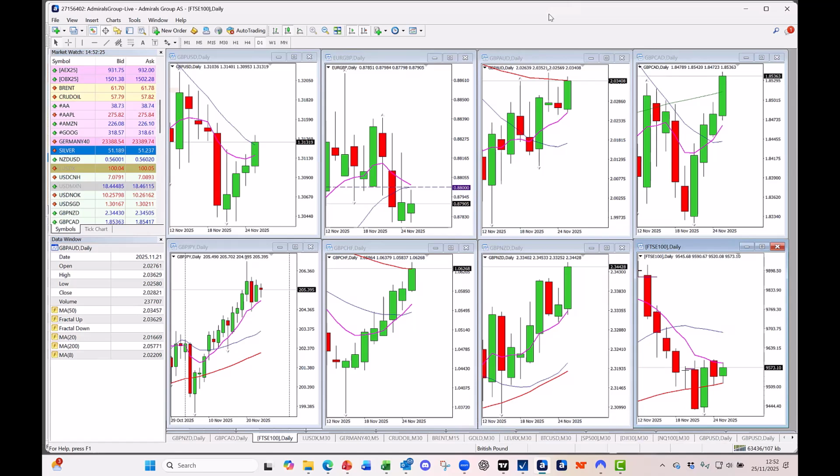And as always, let's finish with sterling. Okay, so what have we got here? Cable, euro sterling, pound Aussie, pound Canadian dollar, FTSE, pound Kiwi, pound Swiss, pound yen.